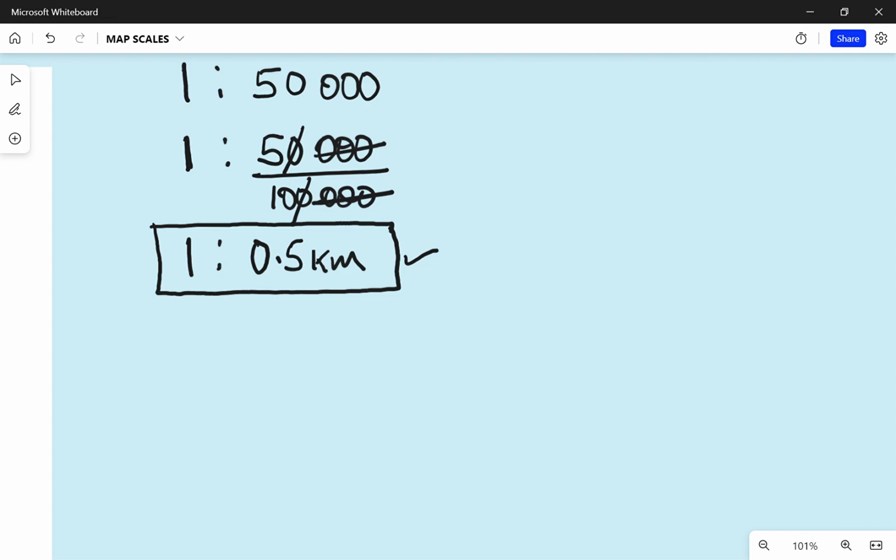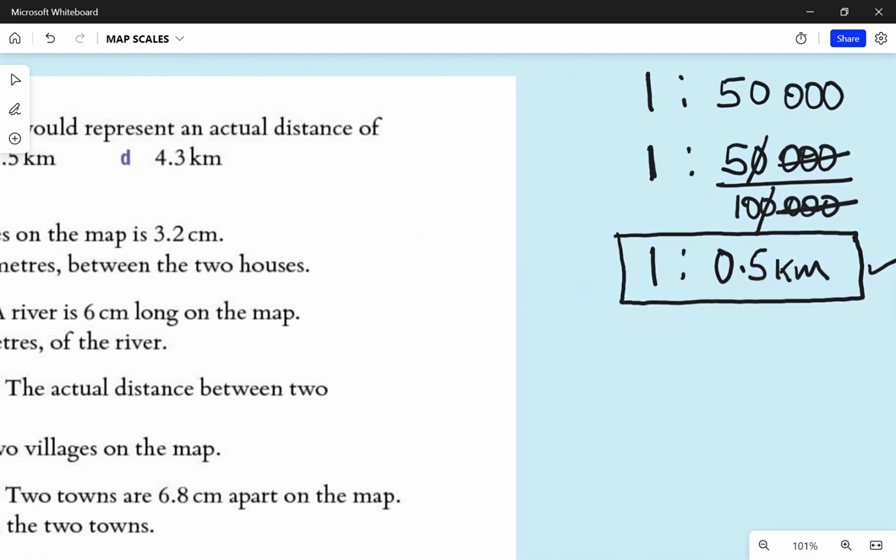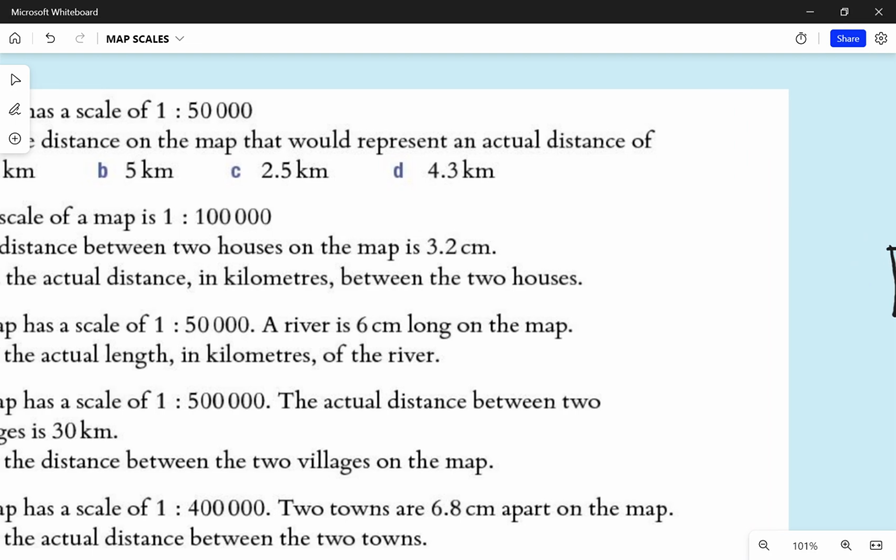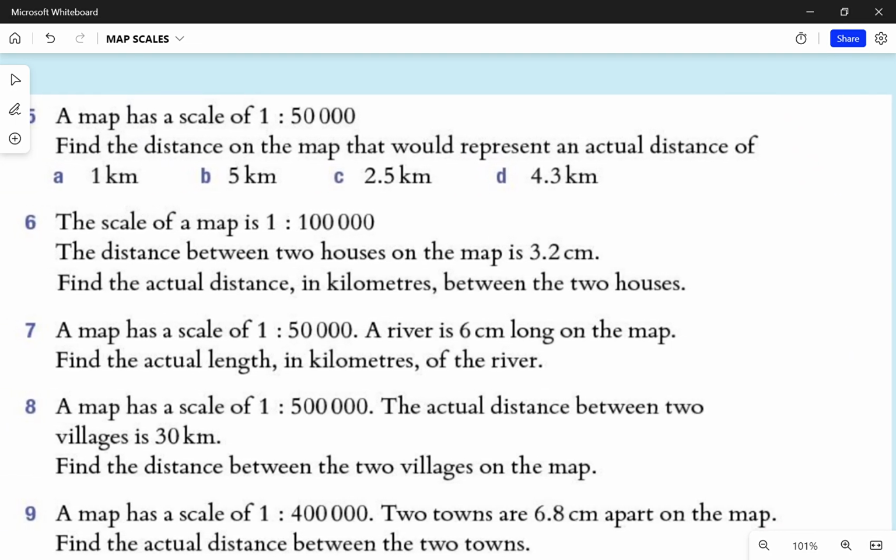Now I've been told to find the distance. Let's just go back to the questions. I have been told to find the distance on the map. So what we are finding is map distance. What has been given to us are the actual distances. Look at it, 1 kilometer, this is real life distance. 5 kilometers, this is real life distance. 2.5 kilometers, this is real life distance. 4.3 kilometers, this is real life distance.